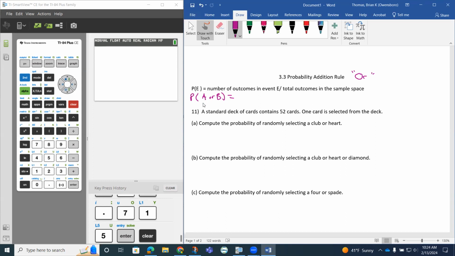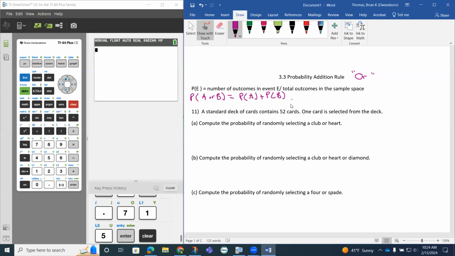this is where we get into what's called mutually exclusive and not mutually exclusive. If they are mutually exclusive, then all you have to do is add the probability of A and the probability of B. We use this if they have no overlap, nothing in common. That's where these Venn diagrams came into play.